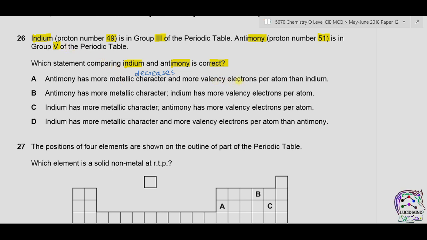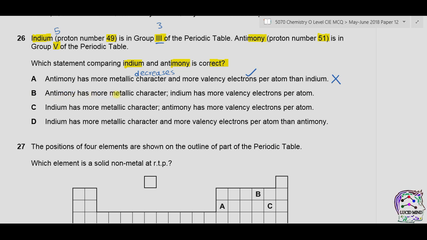Second thing is the valence electrons. Now valence electrons can be found out from the group number. As indium is in group 3, there are 3 valence electrons, while antimony is in group 5, so we have 5 valence electrons. So antimony has more electrons than indium. This part is correct. The first part was wrong, so therefore the statement is incorrect.